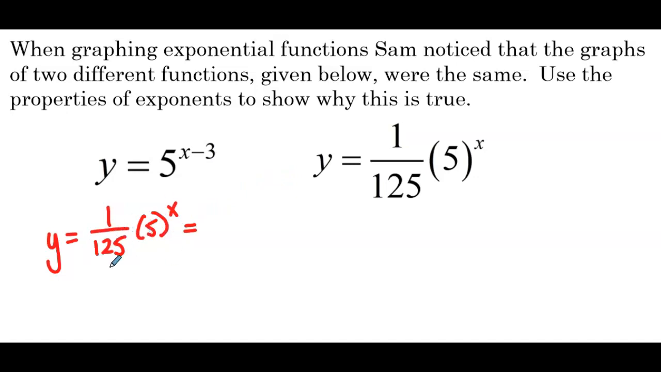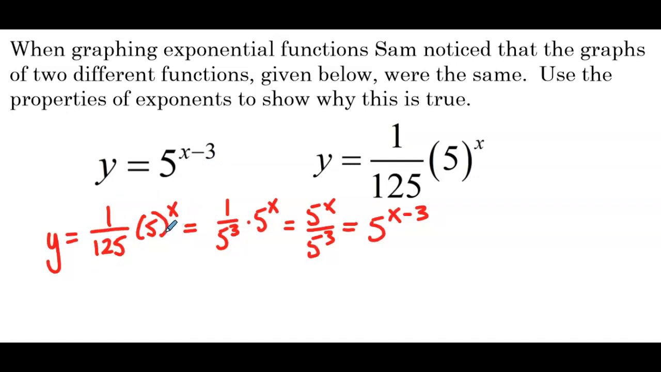So now, 125, I can write that as 5 cubed. So I have 1 over 5 cubed times 5 to the x, which I can make a single fraction as 5 to the x over 5 to the third. Now, if we remember our properties of exponents, when we're dividing 2 terms with the same base and different exponents, we subtract the exponents, so it would be 5 to the x minus 3, which is exactly the other function that Sam noticed was the same as the one we started with, 1 divided by 125 times 5 to the x.